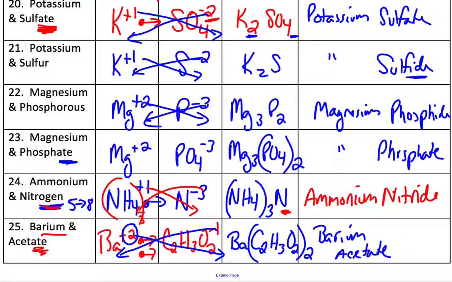Okay, so review your polyatomics, know the 7 that you have to memorize, and know any other time you come across an ate ending that you just need to go look it up somewhere.